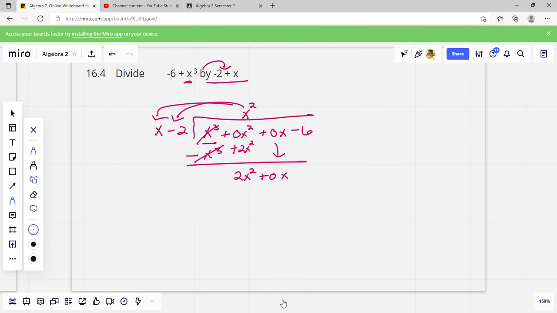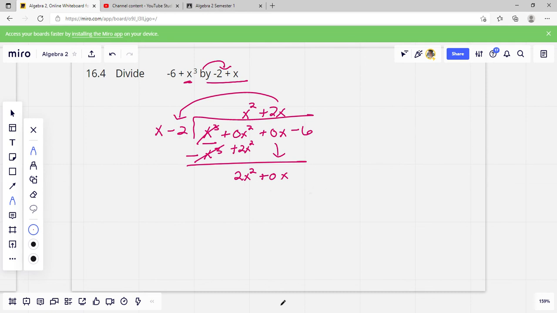And now I need to figure out what do I have to multiply? X times something equals 2x squared, so I'm going to need the 2, and I'm going to need 1x. See how x is over x, right? So now I'm going to multiply that.